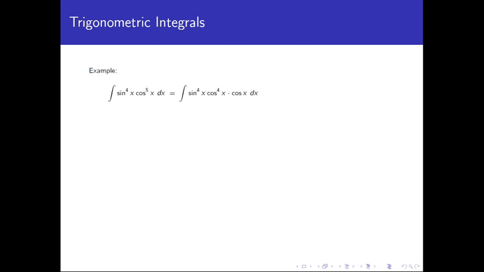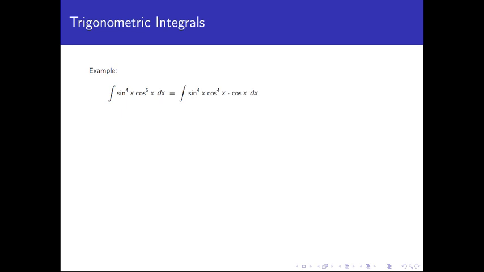Alright, so let's talk about these trig integrals. Now, one of the reasons why I put those Pythagorean identities in there is because all we're really trying to do in these trigonometric integrals is to rewrite the integrand into a form where we can see what the u substitution has to be. So in this first example, we're trying to integrate sine to the fourth x times cosine to the fifth x dx.